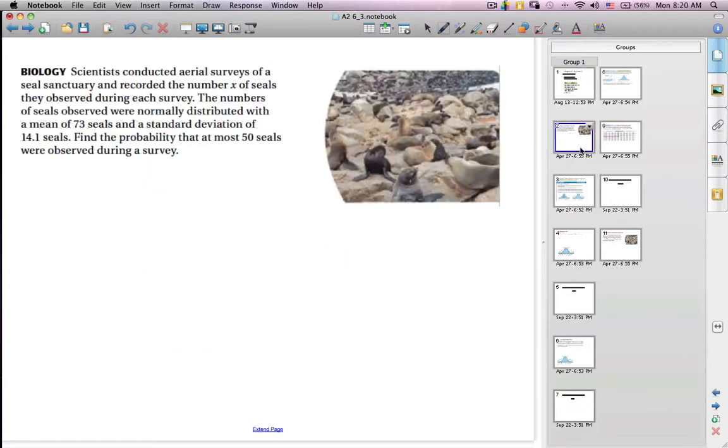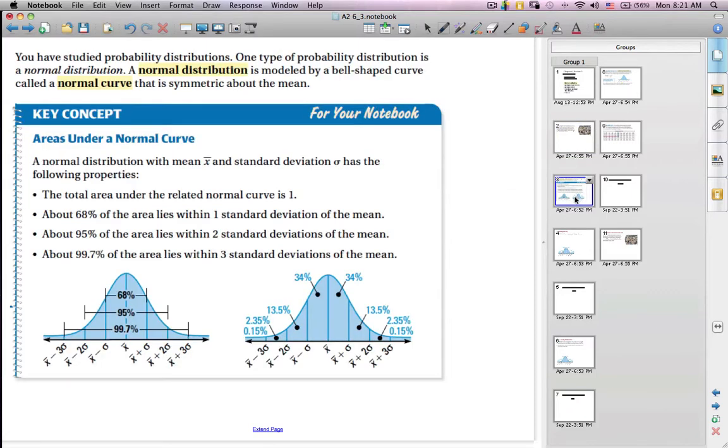The type of problem I might solve with this is a problem of this nature. Scientists have conducted aerial surveys of a seal sanctuary, and they record the number of seals they observe during each survey. So X is the number of seals they've observed each time. The numbers of seals observed were normally distributed with a mean of 73 seals and a standard deviation of 14.1 seals. Find the probability that at most 50 seals were observed during a survey. At most 50 seals would be 50 or less. We'll solve this problem at the end, but let's get some background information first.